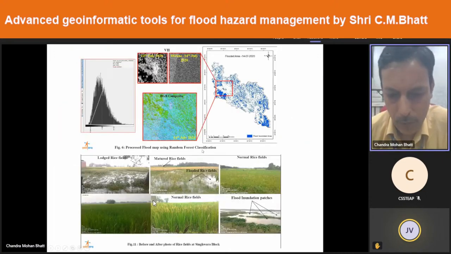This is one of the recent examples of floods that happened in Bihar last year, in 2021.